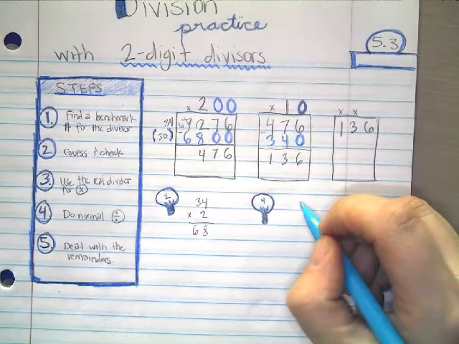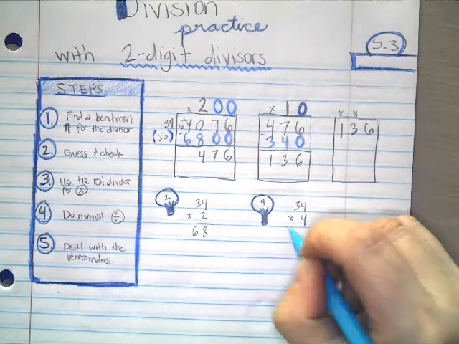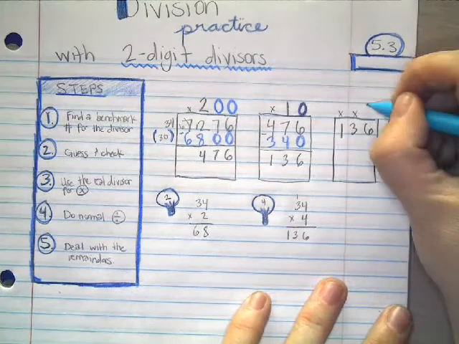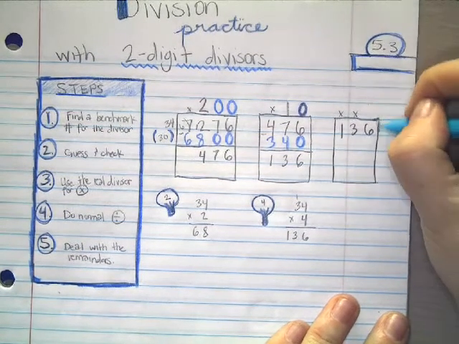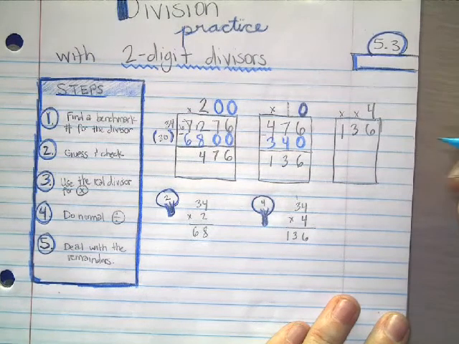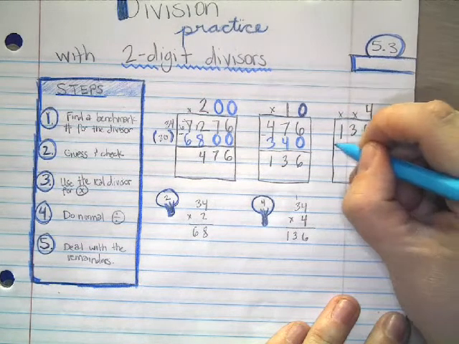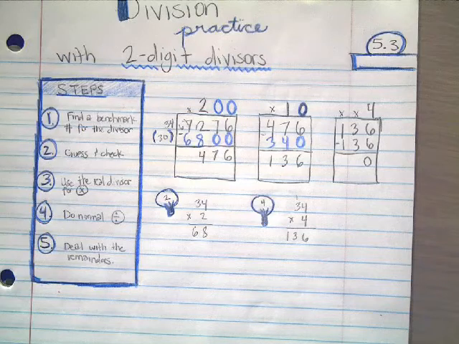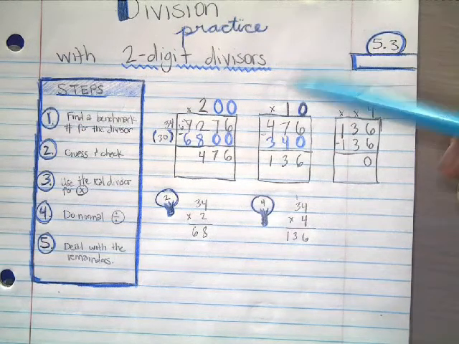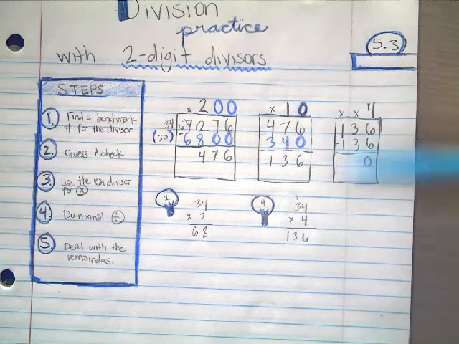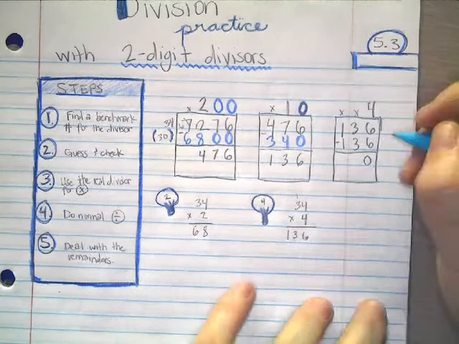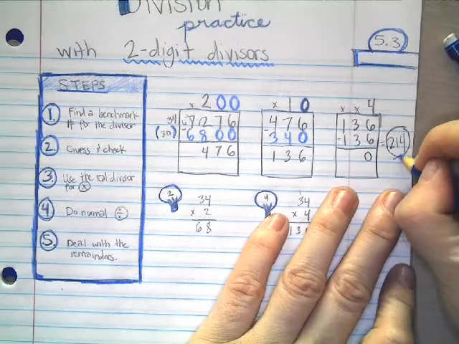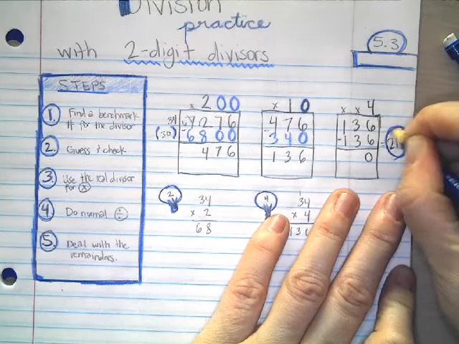Take the original divisor, so not 30, but take 34 and times it by 4. Well, look at that. It is 136. So I put the 4 in the quotient line. I subtract 136 to prove that I have 0 leftovers or 0 remainder. And when I put all these place values together, 200, 10, and 4, what would I get? I got a 2 in the hundreds place, a 1 in the tens place, and a 4 in the ones. Well, 200 plus 10 plus 4 is 214. 214.